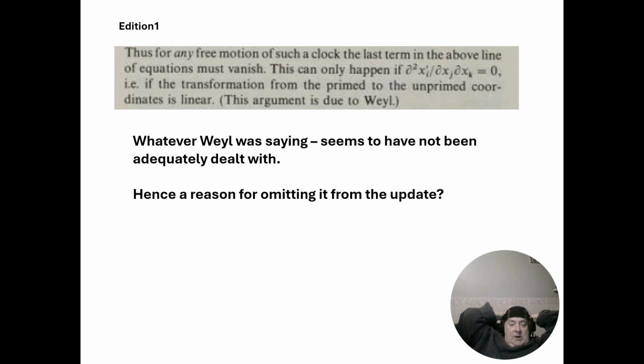And it's not been adequately dealt with. So it's just another omission, something omitted from edition 2 of the book, presumably because he suddenly realised it. He's not explaining himself very well here.